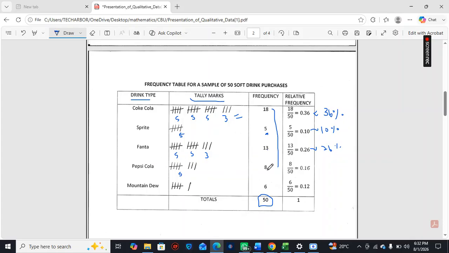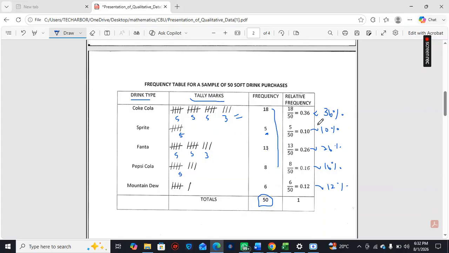Pepsi, 8. 8 divided by 50, 0.16. Out of these 50 purchases, 16% were Pepsi. Okay, even Mountain Dew, 6 out of 50, 0.12. So out of these 50 soft drink purchases, 12% were Mountain Dew.